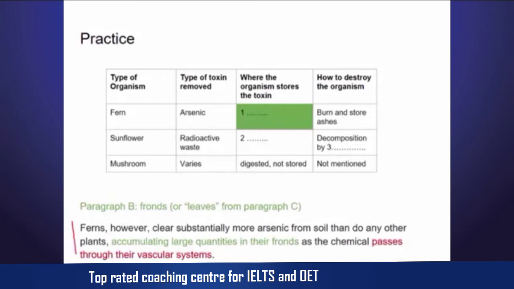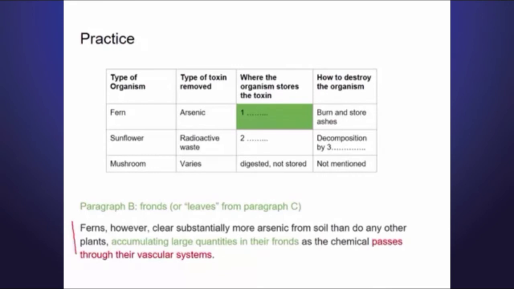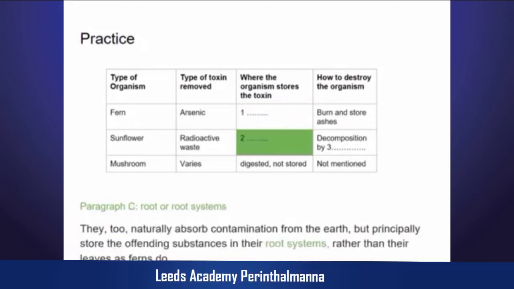So fronds would be the correct answer to fill in for number 1. It also describes how these toxins are kept in the leaves. Okay, fronds and leaves are the same thing here. So leaves would also be an acceptable answer for number 1 in this case, but fronds is the main one we get from this direct statement in paragraph B. Okay, so fronds or leaves would be your correct answer for this answer choice.